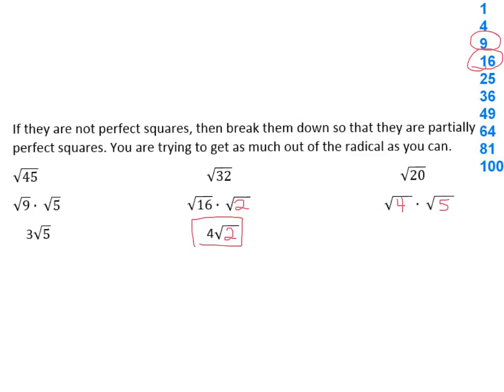It doesn't help me to choose 2 and 10, let's say, because neither 2 nor 10 is in my list of perfect squares, and those aren't going to come out nice. You have to find a perfect square so that it will come out at least partially nice. So this part will come out nice. The square root of 4 is just 2, and then the square root of 5 just stays there.